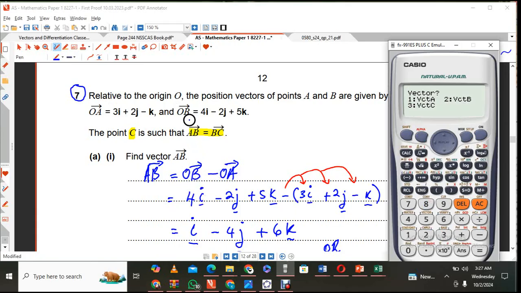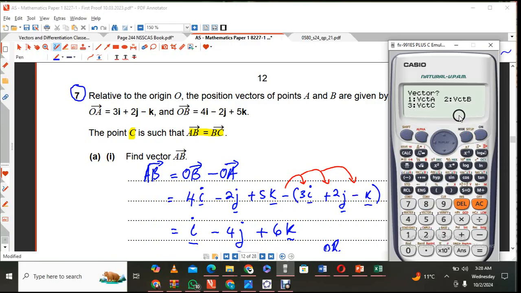It doesn't really matter. So I'll choose this one to be my vector 1. So I'll say 1 for vector 1. Well, it's a vector in 3 components. So I'm going to choose 1 for that. And I'm just going to input the components there. So 4, press equal to, -2, press equal to, and then 5, press equal to. Okay, then you can all clear that so the calculator can remember that. And then obviously I'm going to go back to my mode and go back to vector.